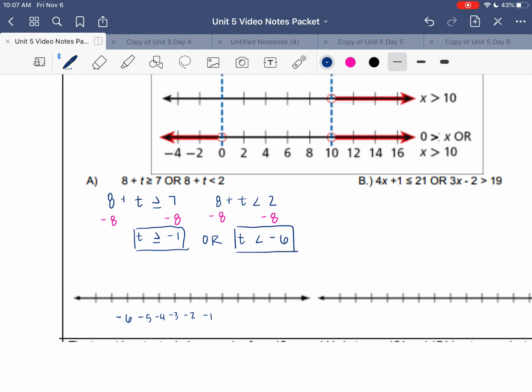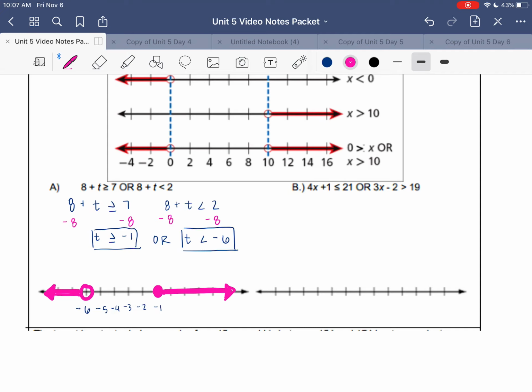So let's start with the greater than or equal to -1. At -1, we're going to have a closed circle. And if I want greater than, that would be going to the right. So we're going this way. For t is less than -6, we would have an open circle at -6. And we'd be going to the left because we want less than. And again, because this was an OR problem, we can have those two separate sections. It's called a union of those two pieces that make up our solution.